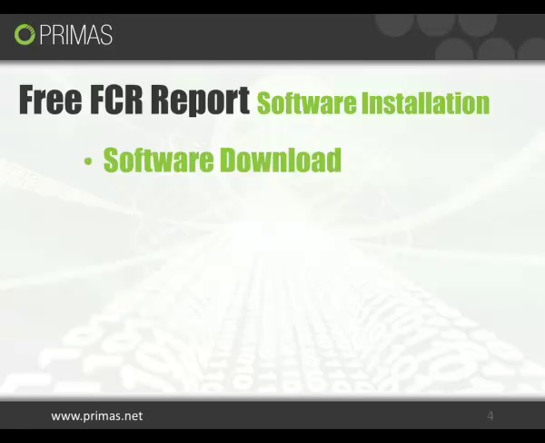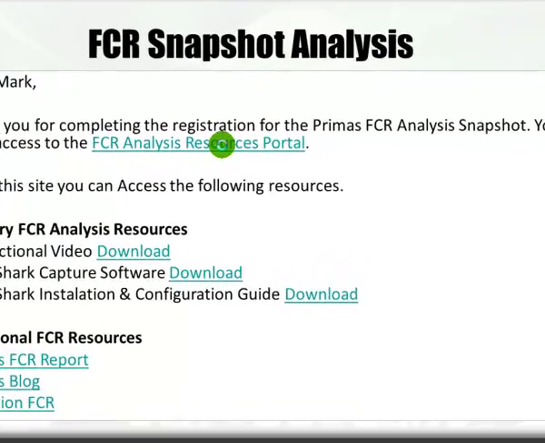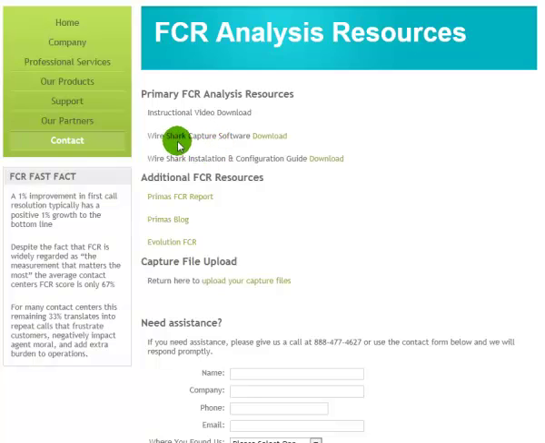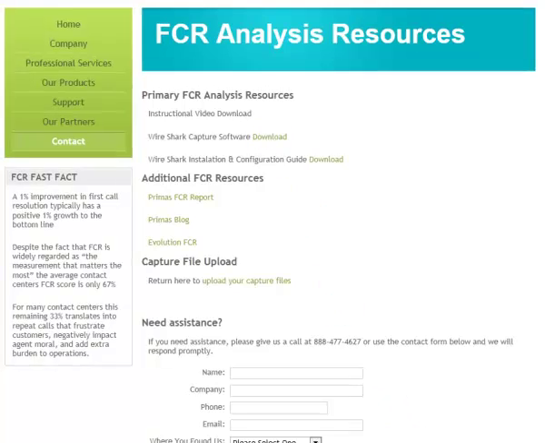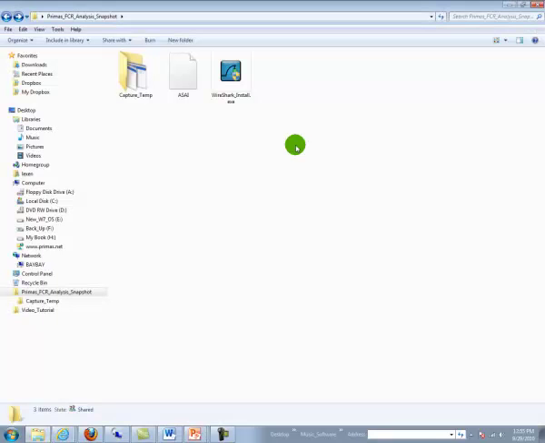So let's begin with the software download. When you received your report, you should have received an email that looks like this. Go ahead and click on the resources portal. This will take you out to our website where you can download the software. Go ahead and click download. Let's click save. Now that we have the software downloaded, let's go ahead and install it.